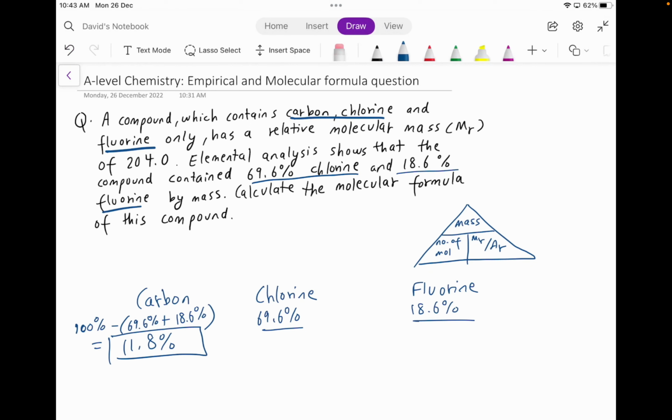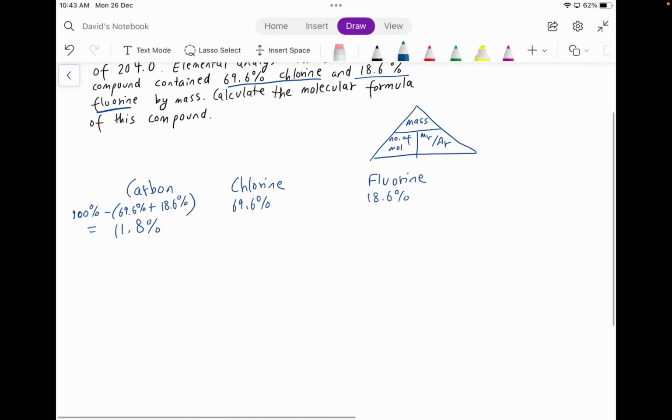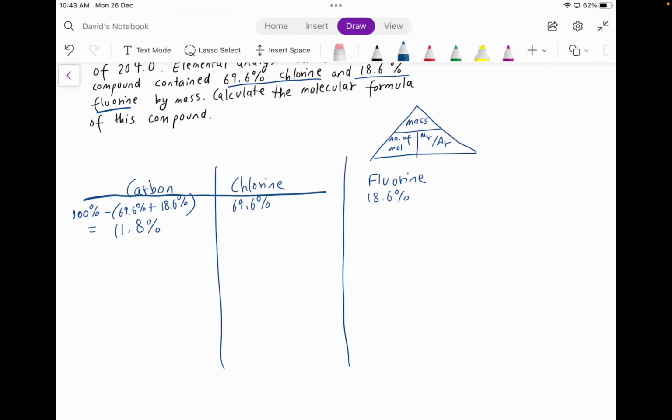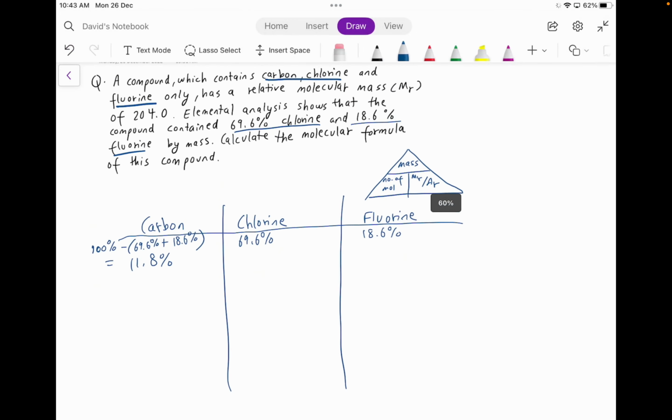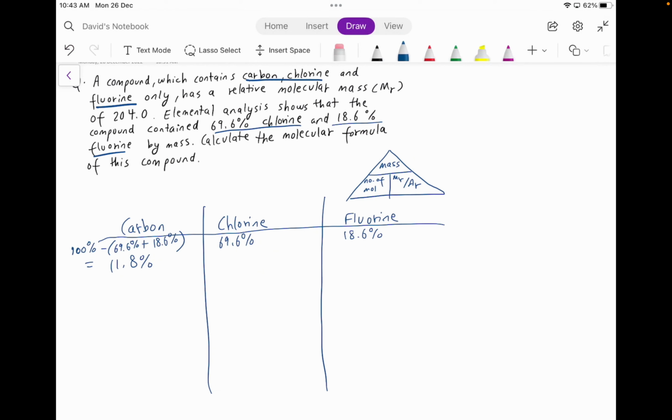So we now have the values in terms of percentages. Now the next thing that we have to calculate is the empirical formula. In order to calculate the empirical formula, I'm just going to split this into a table so we can see it much more clearly. Okay, so the thing we have to do next is to calculate the empirical formula, like I said.